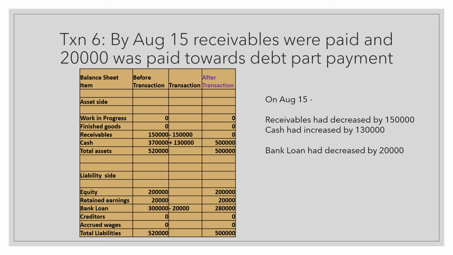Transaction 6: by August 15, receivables were paid and 20,000 was paid towards debt part payment. So on August 15, if you see the balance sheet, the receivables had decreased by 1,50,000, cash had increased by 1,30,000, and the bank loan has decreased by 20,000.